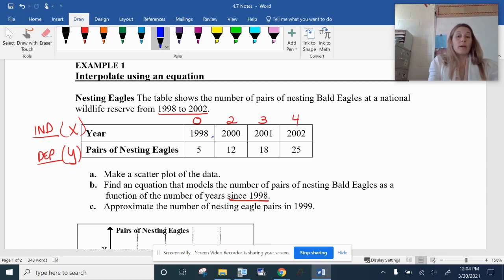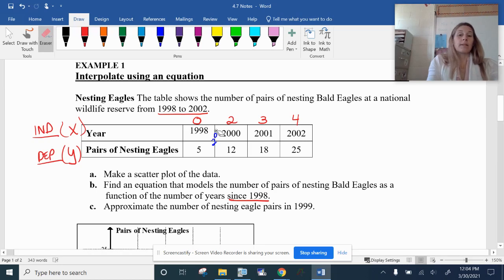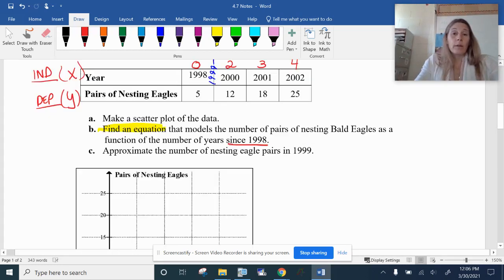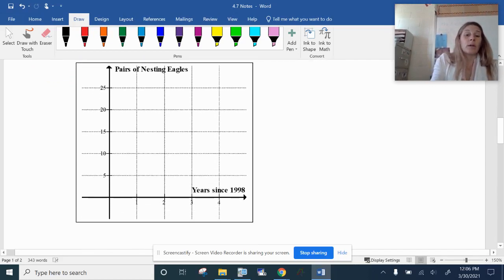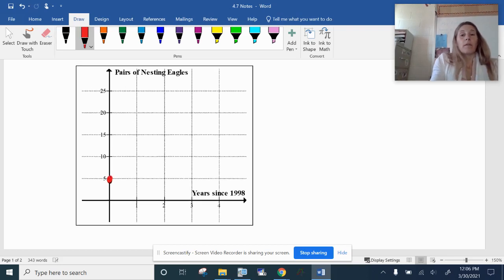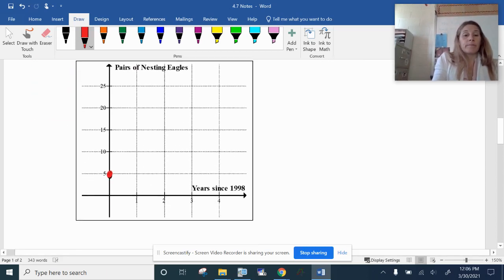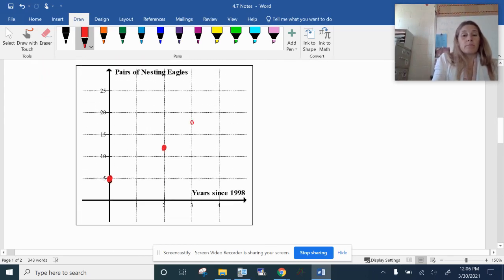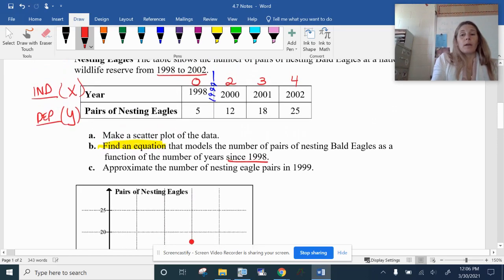So notice we're missing 1999, sorry. And that would be year 1. Okay, so now let's plot these on our scatter plot. So 0, 5, so 0 is year 1998, so that's going to be on the y-axis. Then we have 2, 12. Then 3, 18. And then 4, 25.